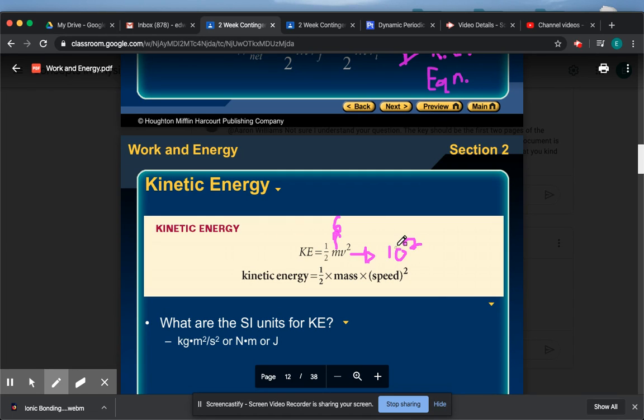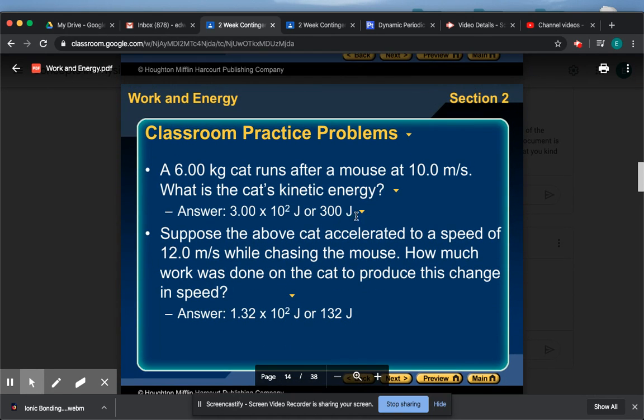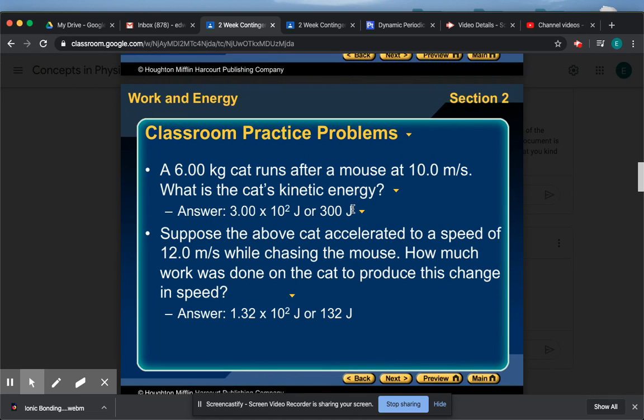10 squared is what? 10 squared is 100. 100 times 6 is 600. And then 600 divided by 2 is 300. And if you look at what they got, 300. Okay, so that's where that number comes from.